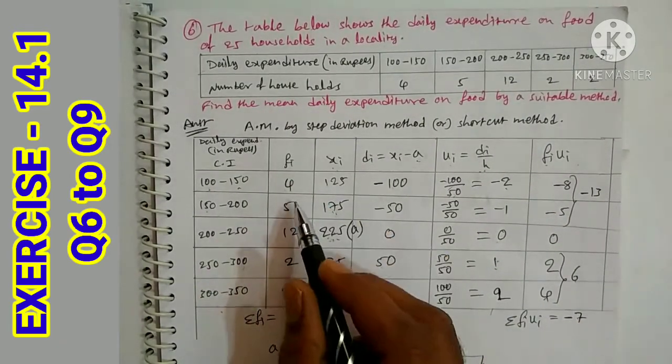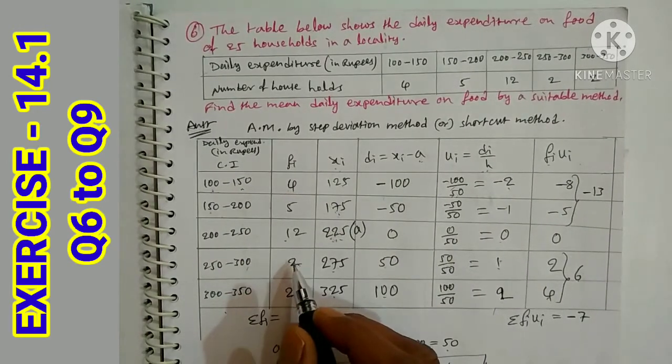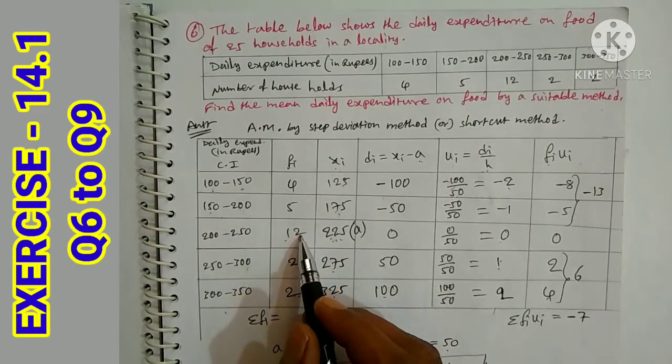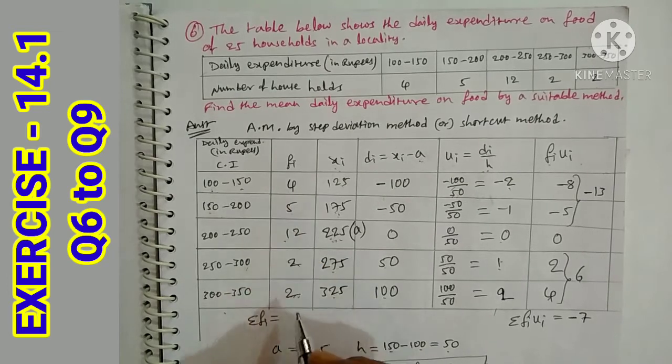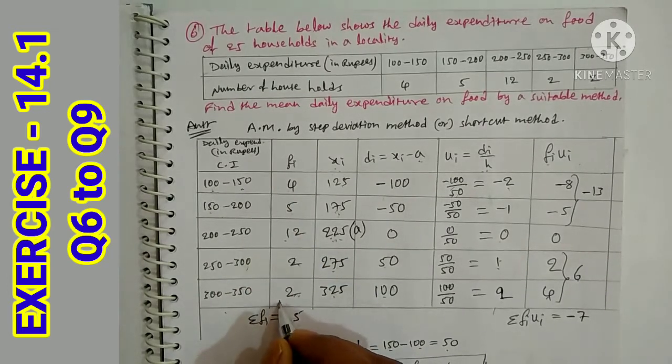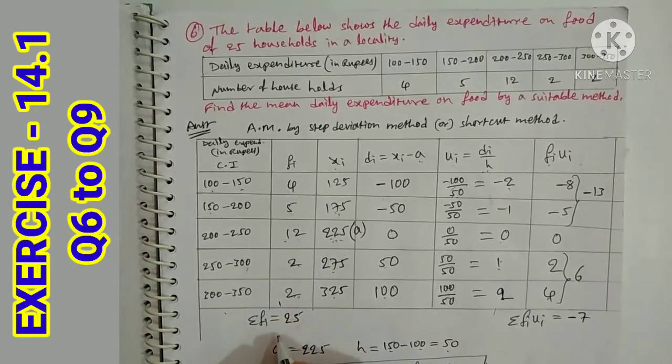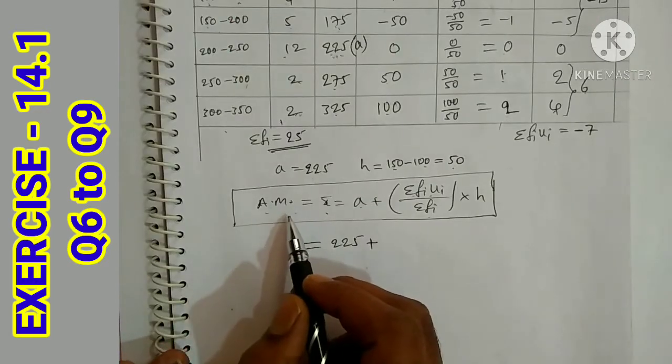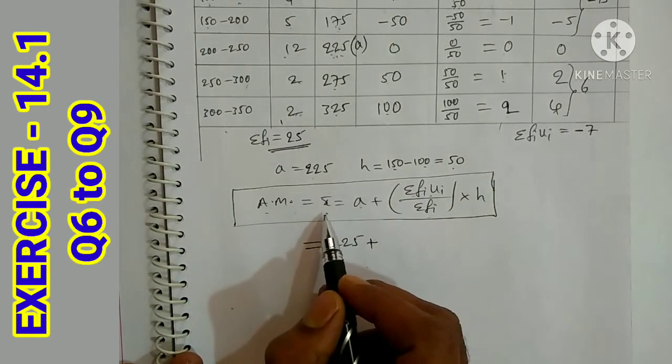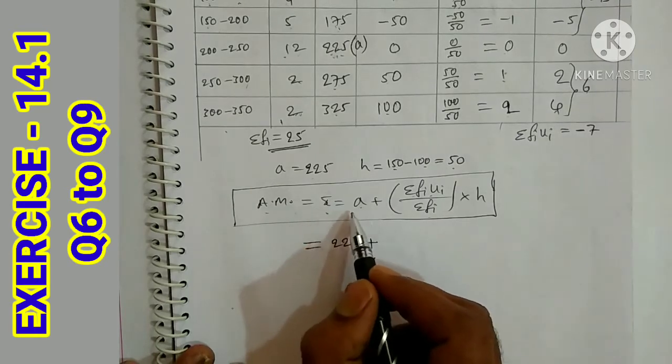Now find the total of the frequencies. 2 plus 2 is 4, 4 plus 2 is 6, 6 plus 5 is 11, 11 plus 4 is 15, and 15 plus 10 makes 25. Sigma fi is 25.